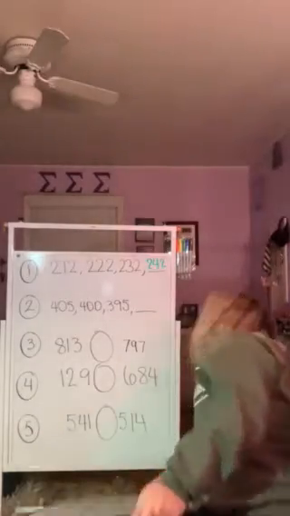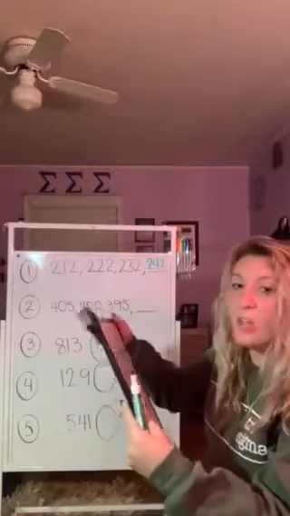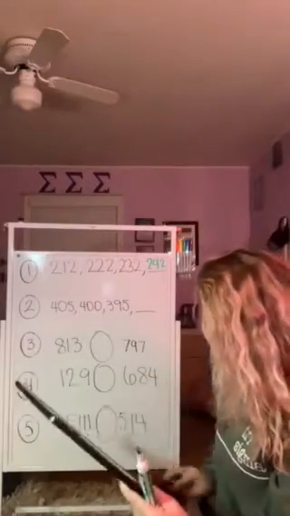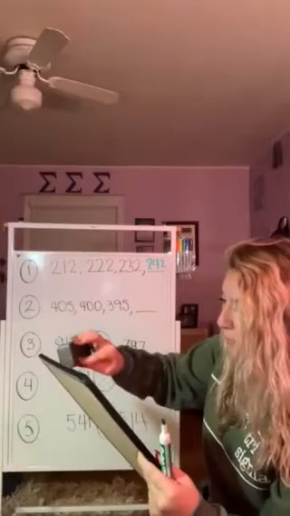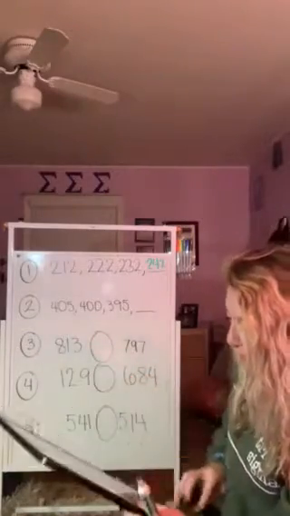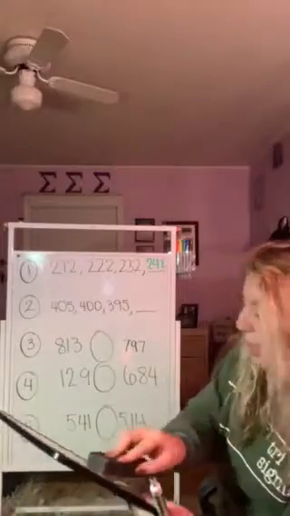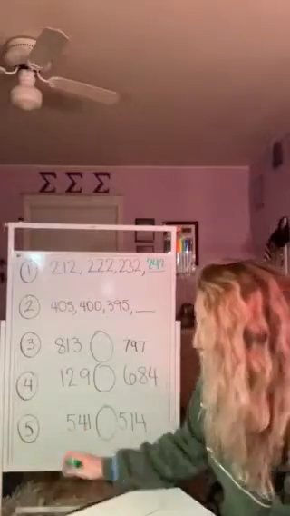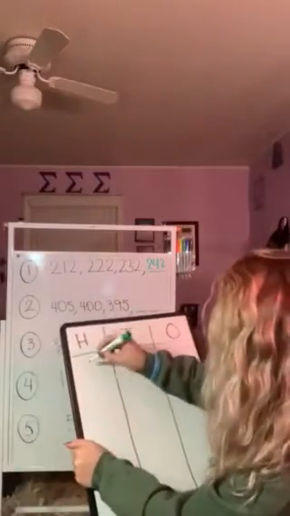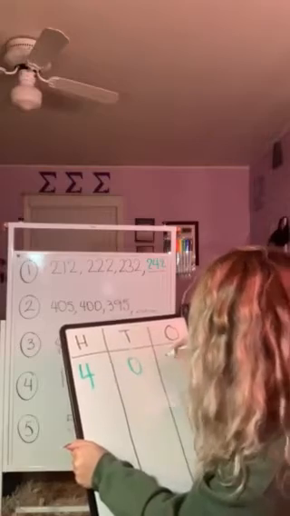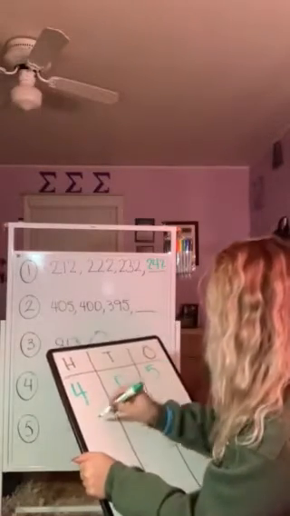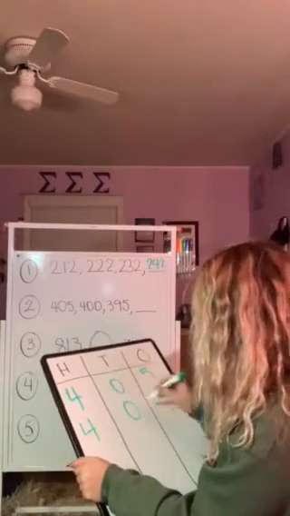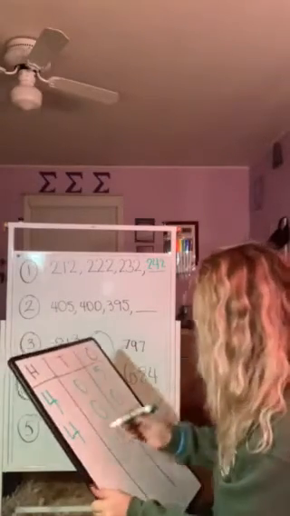So if I could find my eraser, I'm going to erase the numbers in this chart, and we're going to take a look at our next set of numbers. Okay, so my next set of numbers, it looks like we are working in the 400s. The first number is going to be 405. Then we have 400. Then we have 395.